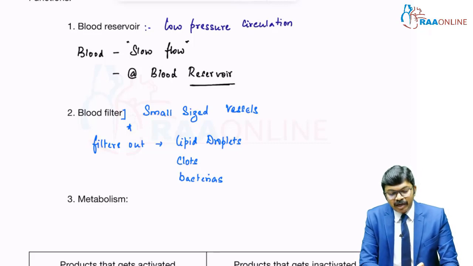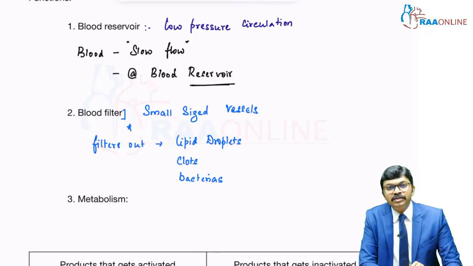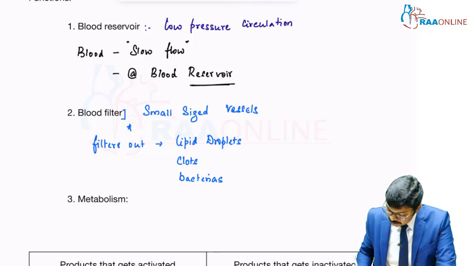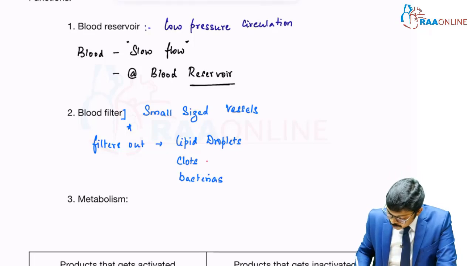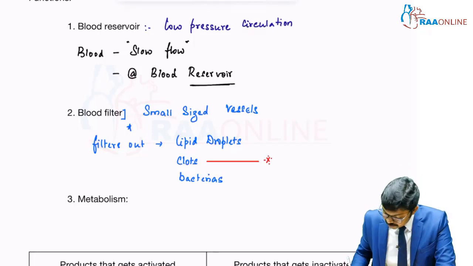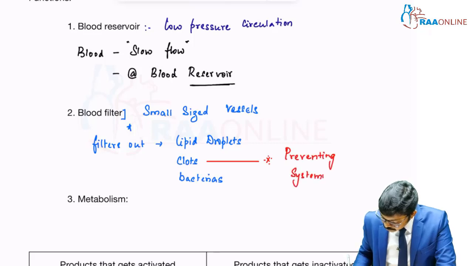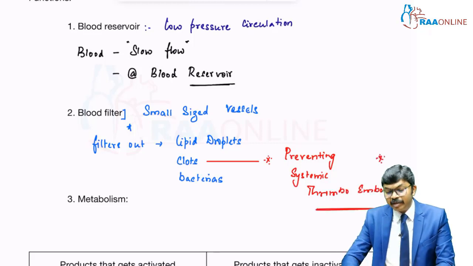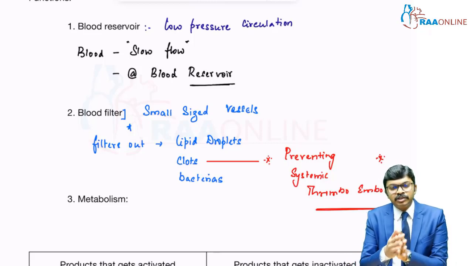By preventing blood clots from reaching systemic circulation, lungs and pulmonary circulation prevent formation of systemic thromboembolism. I repeat, this is a very important point. Just because pulmonary circulation filters blood clots within the pulmonary capillaries itself, this is significantly essential in preventing systemic thromboembolism. These clots are getting stopped within the pulmonary capillary itself without getting exposed to systemic circulation.